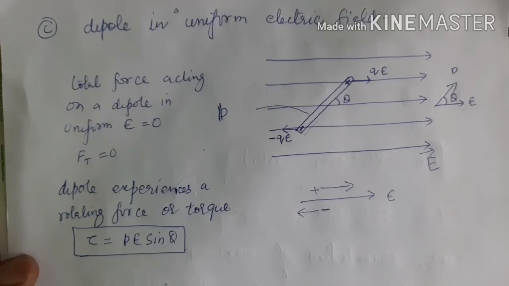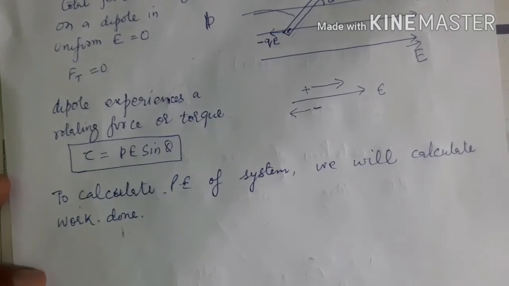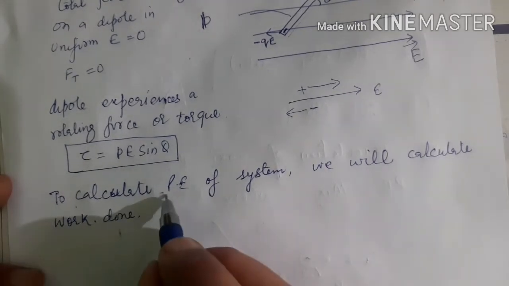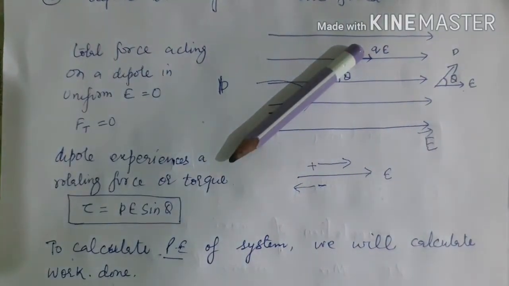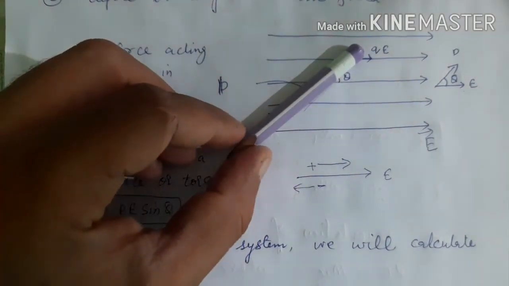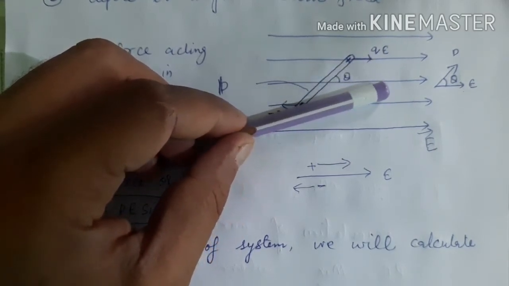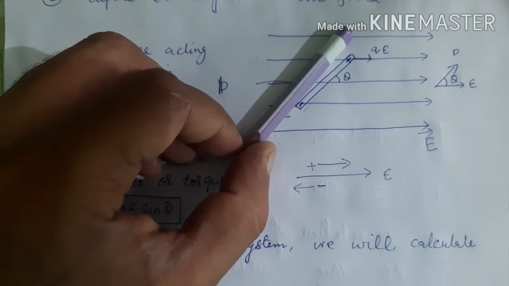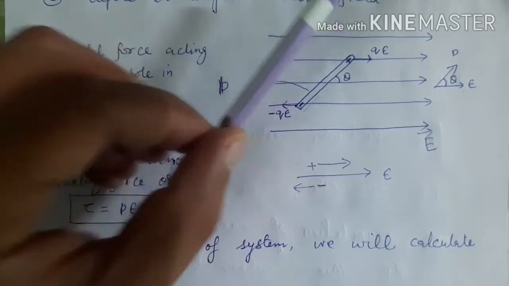Now we want to calculate the potential energy of the system. To calculate the potential energy of the system, we will calculate the work done. Now what should be the work done in this case? If this dipole is allowed to move freely, then this dipole will move automatically along this direction. But if you want to rotate it along the opposite direction, then you have to apply a force, and that force causes work done.